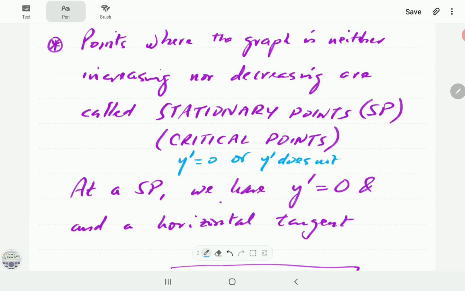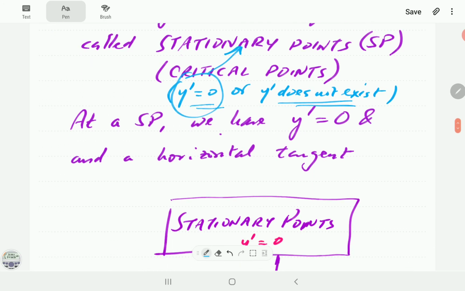Okay, so if y prime is not defined, then the combination or the union of these two types of points is called critical points. And then just these ones, they are called stationary points.